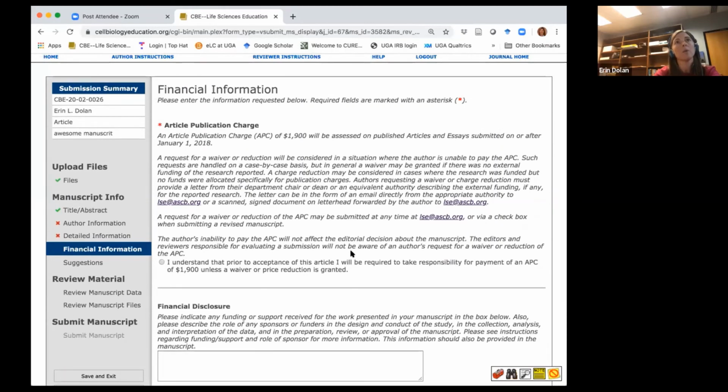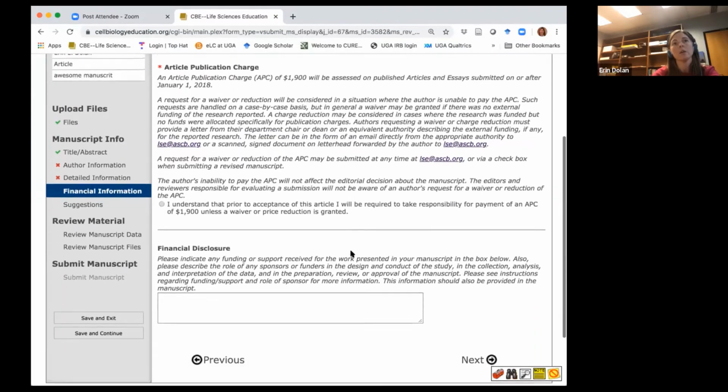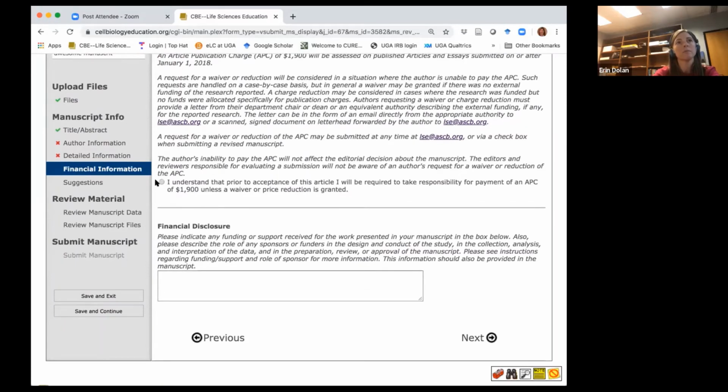This is where we ask folks to either commit to paying the article fee that we charge for article and essay publications, or to indicate that they're going to request a waiver. And waivers are available for folks who don't otherwise have access to funds to pay for their work. Financial disclosure is recognizing any potential source of funding for the work. So that allows us again to check that you've disclosed any potential financial support or financial benefit.